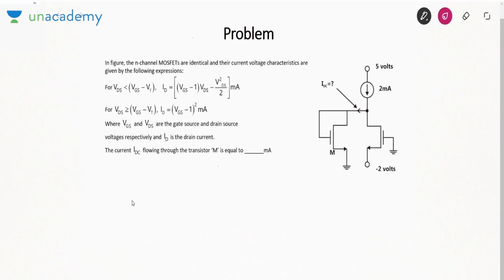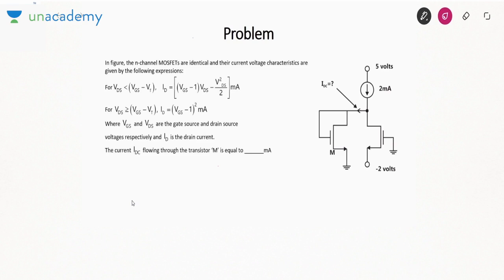Hi guys, in the previous video we discussed biasing techniques used in MOSFET, and I also told you about a circuit called a current mirror circuit and its application in current steering circuit. In this video we'll solve some problems based on the circuits that we have studied so far, and you will understand how to use the concept of biasing. So let us start with our first problem.